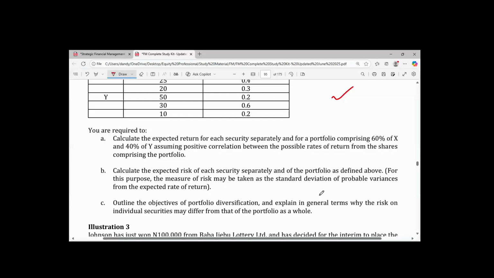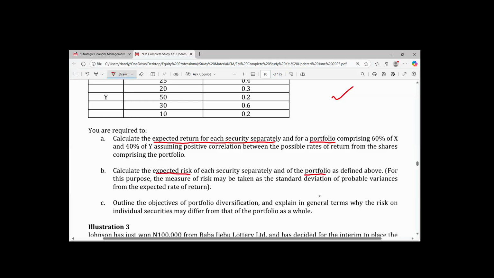B. Calculate the expected risks of each security separately and of the portfolio as defined above. For this purpose, the measure of risk may be taken as the standard deviation of probable variances from the expected rate of return. C. Outline the objectives of portfolio diversification and explain in general terms why the risks on individual securities may differ from that of the portfolio as a whole.